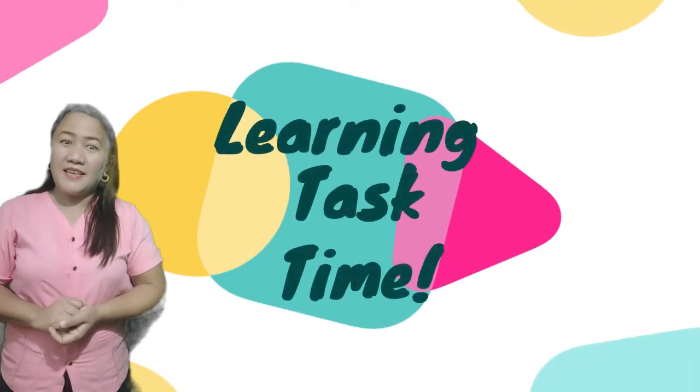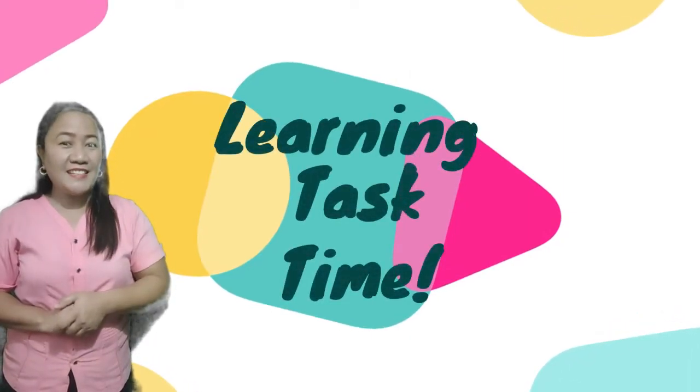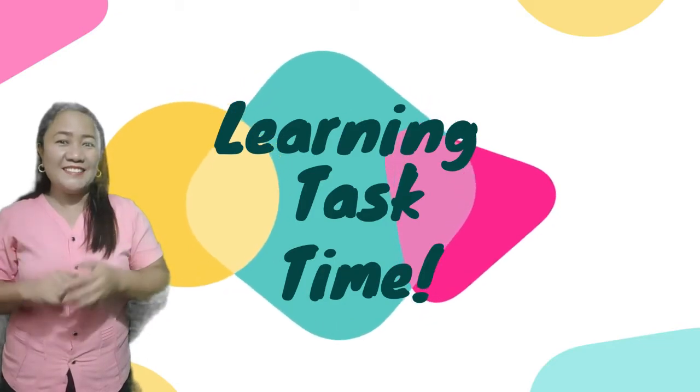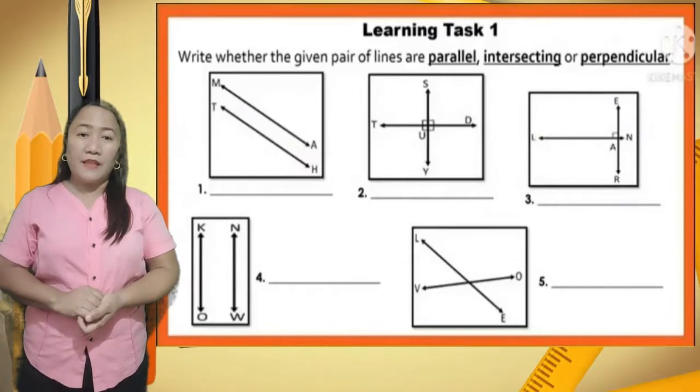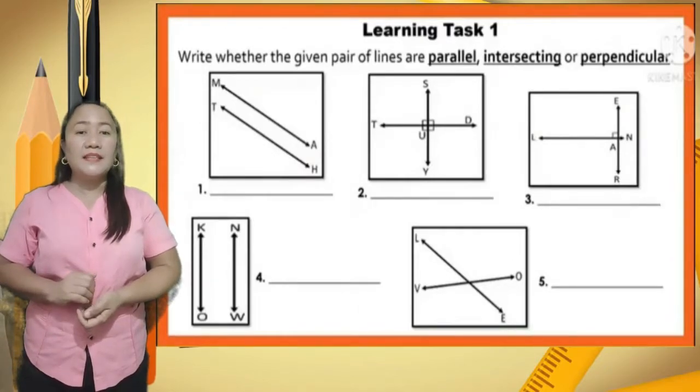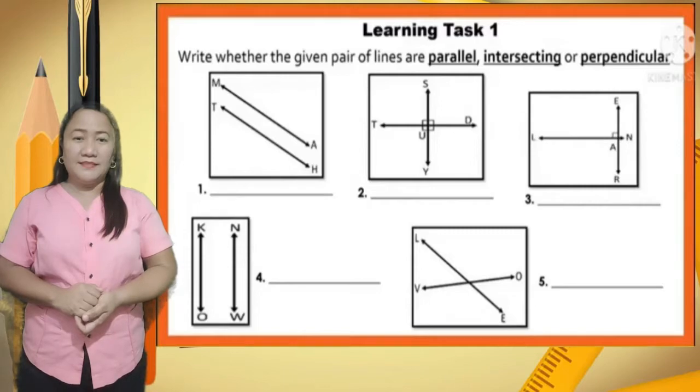This time, let us see how much did you learn for today's lesson. Are you ready? Learning task number 1. Write whether the given pair of lines are parallel, intersecting, and perpendicular.